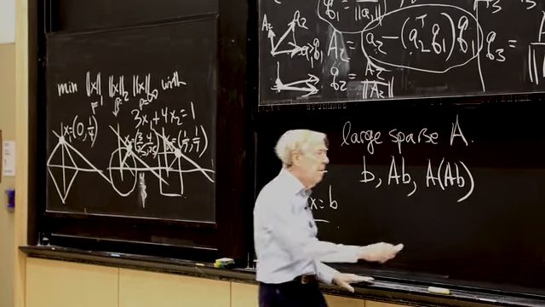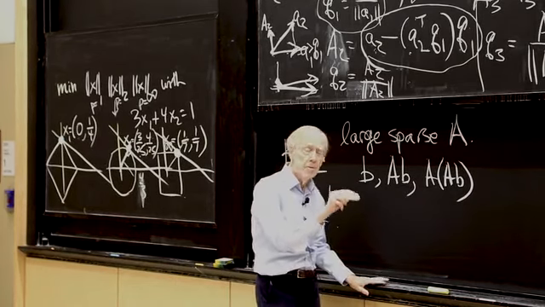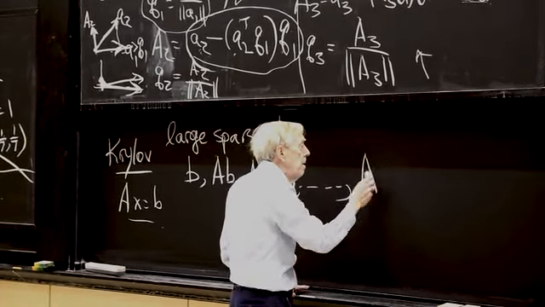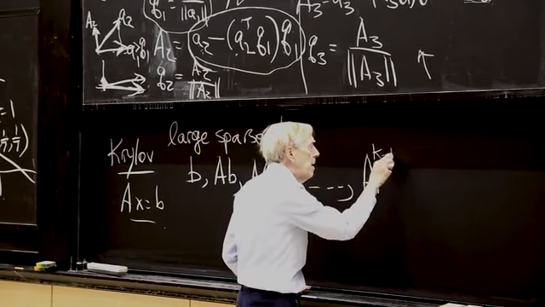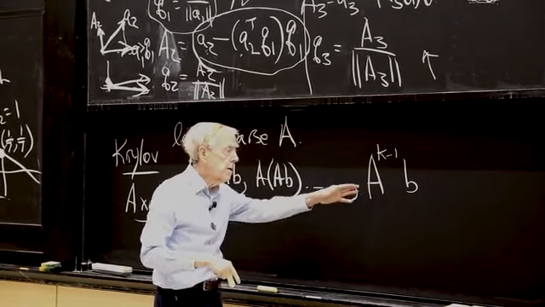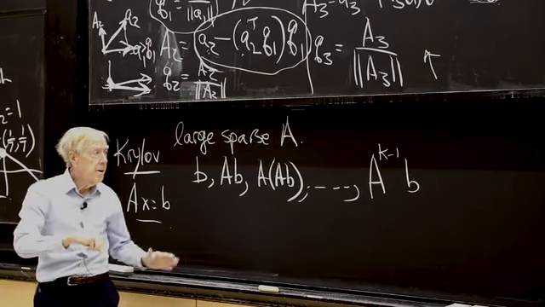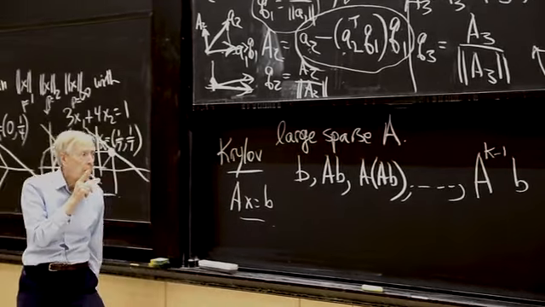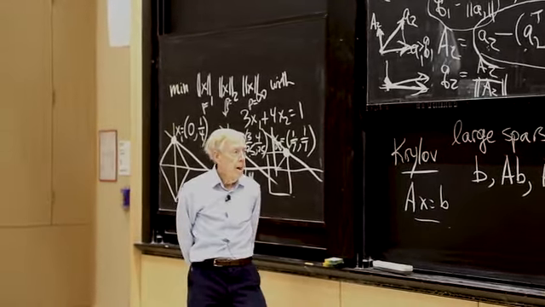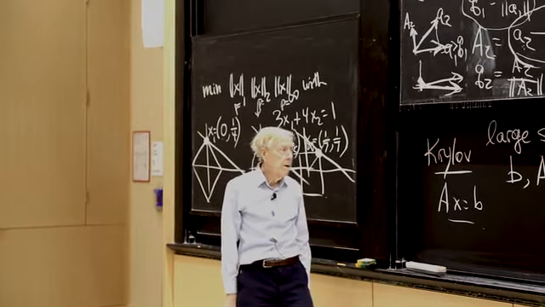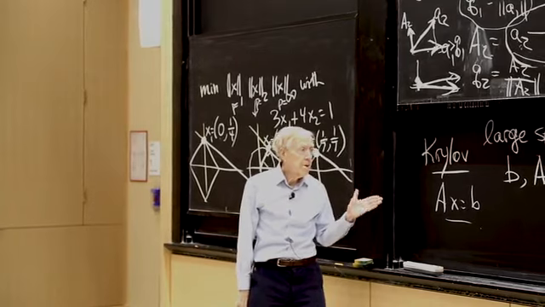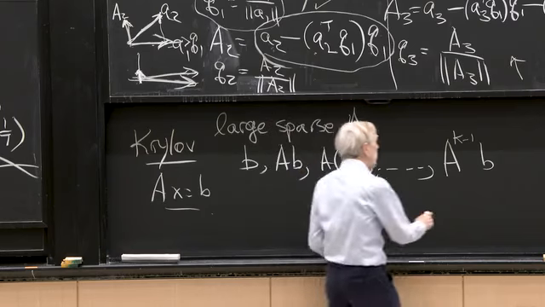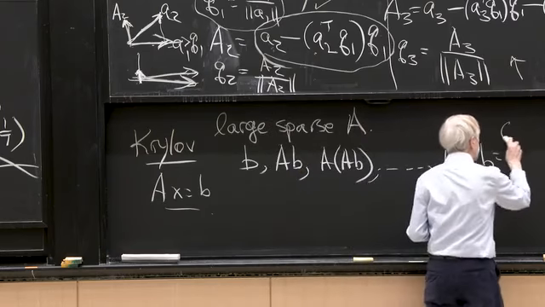Okay, and then you keep going, which of course is A squared b, but you didn't form A squared. And then on up to, in the end, A to the K minus 1 b. But of course, that's computed as A times the previous one, which was A times the previous one. So there is a bunch of vectors, which are likely to be independent. So they span a space, and it's called the Krylov space.